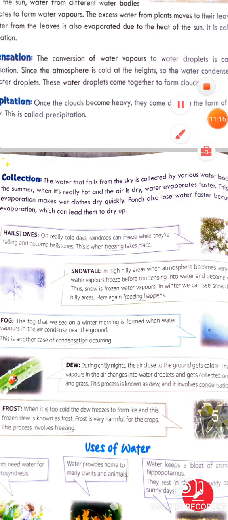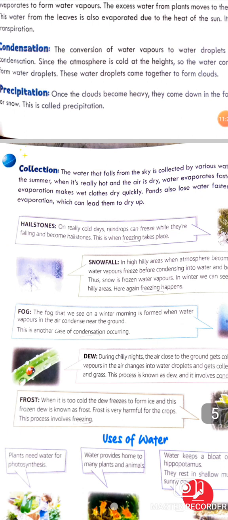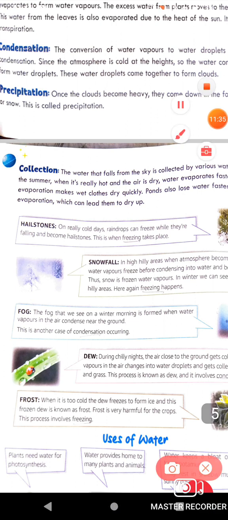Now the third is about fog. What? Fog. Listen carefully. The fog that we see on a winter morning is formed when water vapor in the air condenses near the ground. This is another case of condensation occurring. Which process occurs in the formation of fog? That is condensation. Hope you are all aware of the fog which you see in winter season, when you are not able to see clearly some far away distance because of fog.